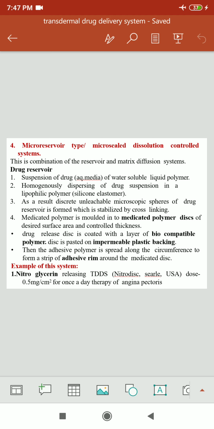Further, they are molded into a medicated polymer disc of the desired surface area, and after that the disc is coated with a biocompatible polymeric impermeable plastic backing material. Then adhesive rims are attached to the medicated disc using adhesive polymer, and ultimately the patch is prepared. An example is nitroglycerin.